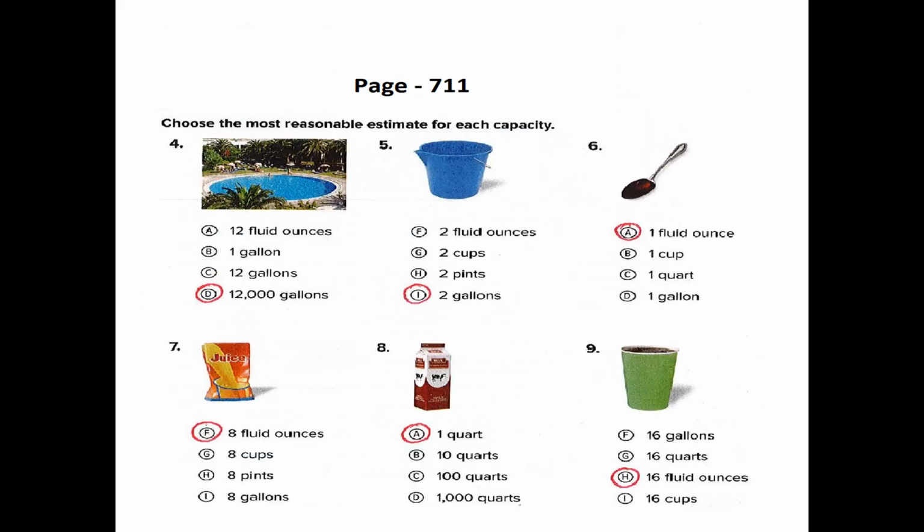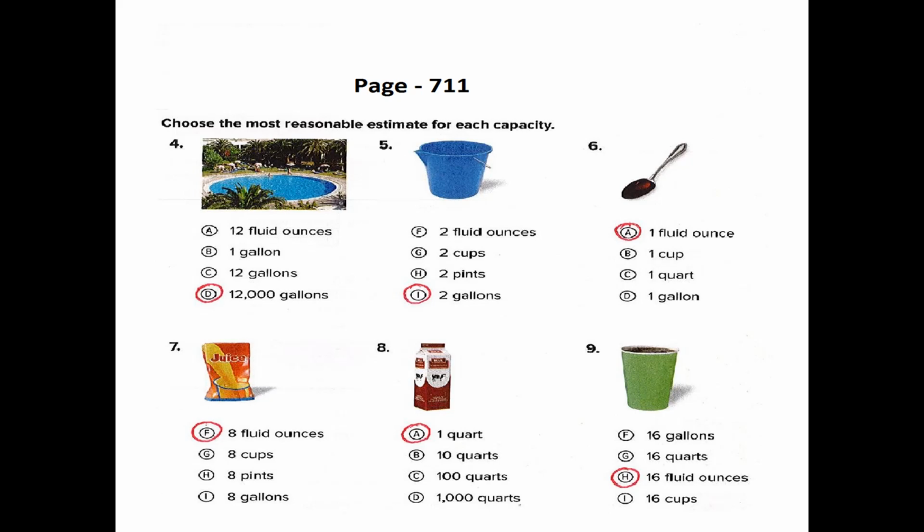On this page, my dear students, we can see that we have number 4. It is a swimming pool. So A is 12 fluid ounces, B is 1 gallon, C is 12 gallons, D is 12,000 gallons. So we can see that the swimming pool contains a lot of water. So A, B, C cannot be possible. So D is the correct answer, that contains 12,000 gallons of water.